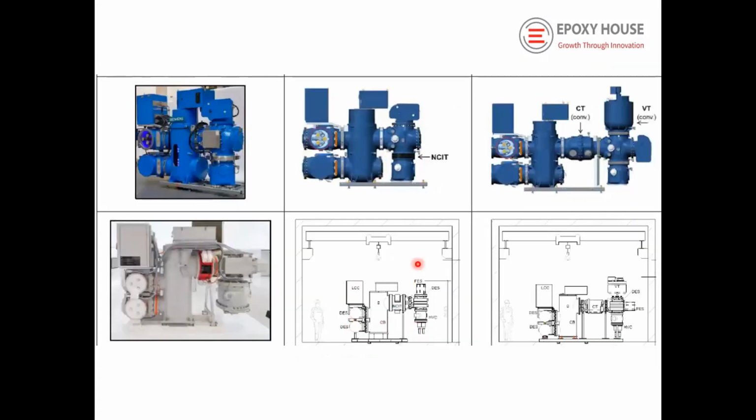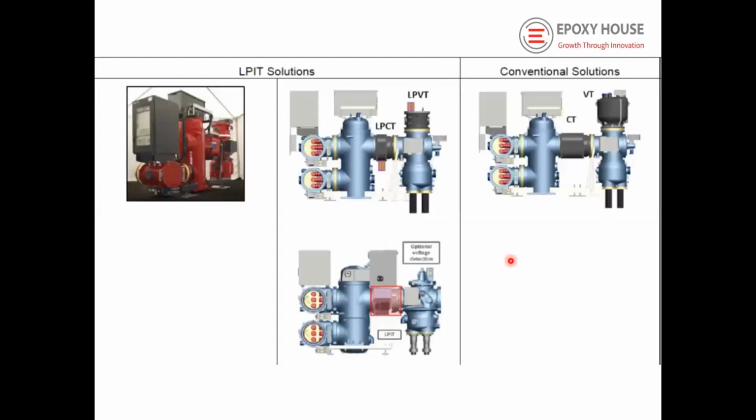And here is one more application. Here also this is a CT. Instead of this CT, they have arranged the NCIT, non-conventional instrument transformer, and so space is reduced by replacing the conventional with a non-conventional instrument transformer.